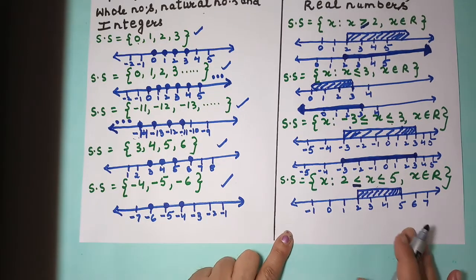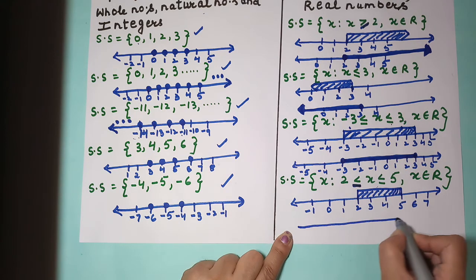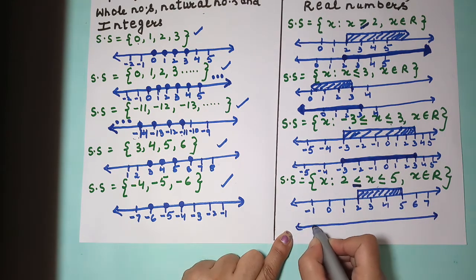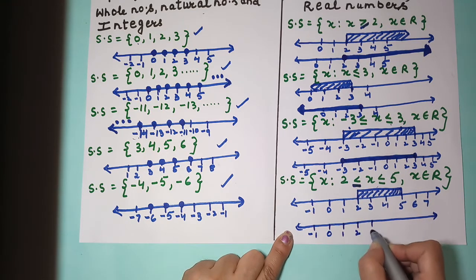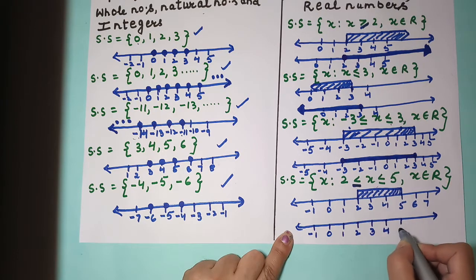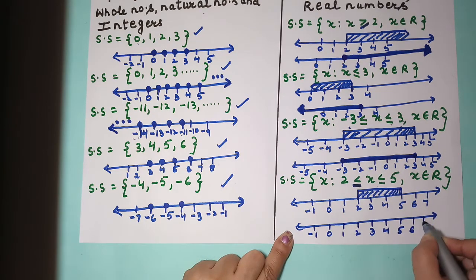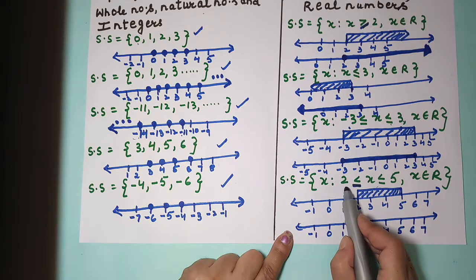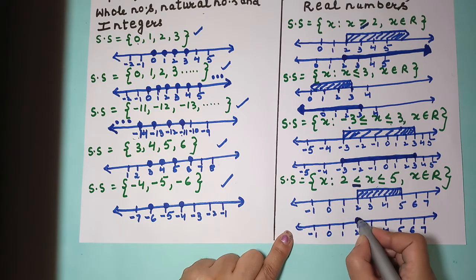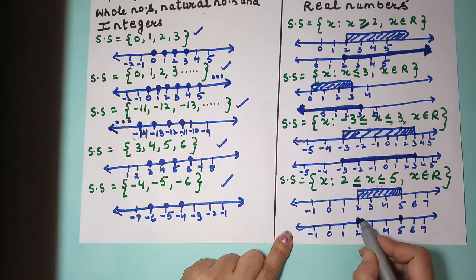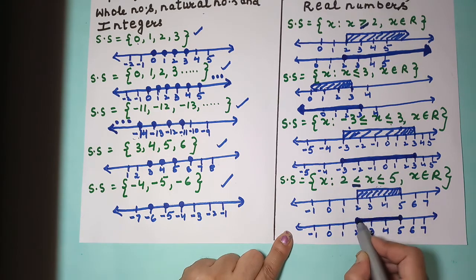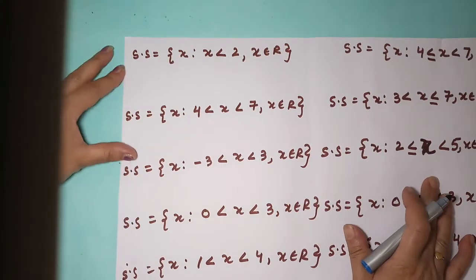Then another way of representing this is -1, 0, 1, 2, 3, 4, 5, 6 and 7. Go to 2, equality sign is there, so place a dark circle on 2. Go to 5, equality sign is also there, place a dark circle and then darken this portion in between. Right? Let's take some more examples to get more clarity on this.